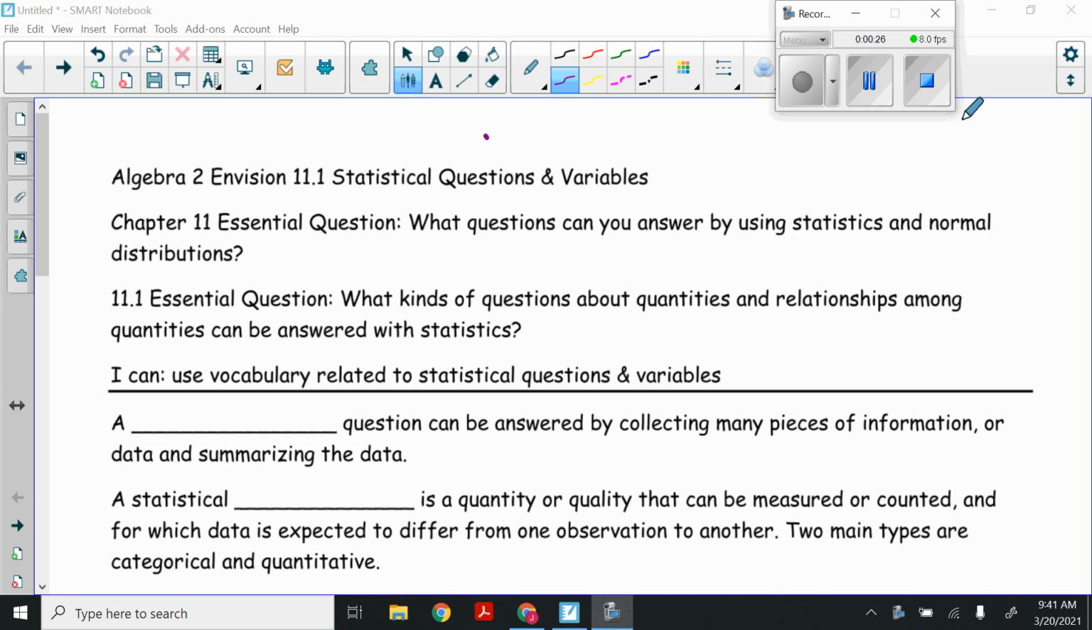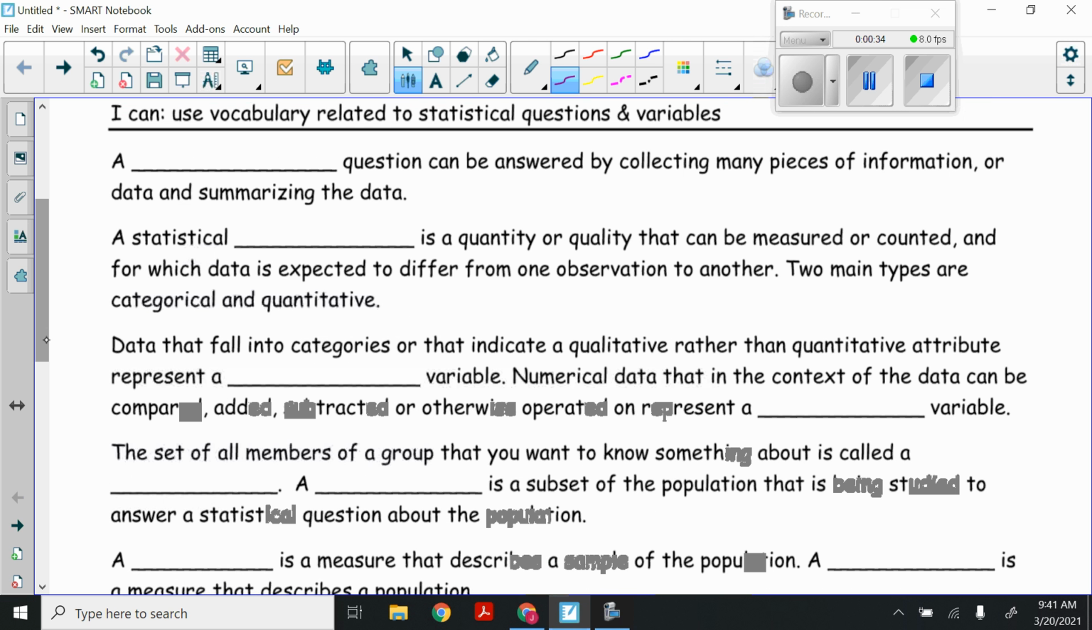After today's lesson, you should be able to use vocabulary related to statistical questions and variables. So let's start out with some vocabulary. A statistical question can be answered by collecting many pieces of information or data and then summarizing the data. A statistical variable is a quantity or quality that can be measured or counted and for which the data is expected to differ from one observation to another.